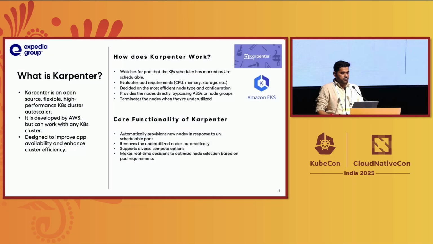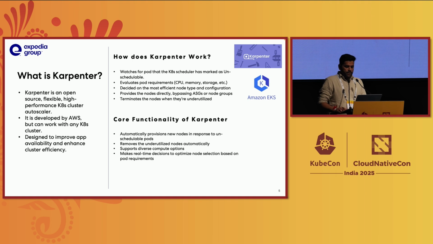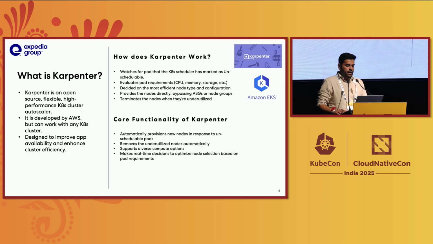Understanding Karpenter. What is Karpenter? Karpenter is an open source, flexible, and high performance autoscaler designed especially for Kubernetes clusters. Karpenter is developed by AWS, but it is not limited to AWS environments. It can work with any Kubernetes cluster. It improves application availability by ensuring pods get scheduled quickly, and it enhances cluster efficiency.